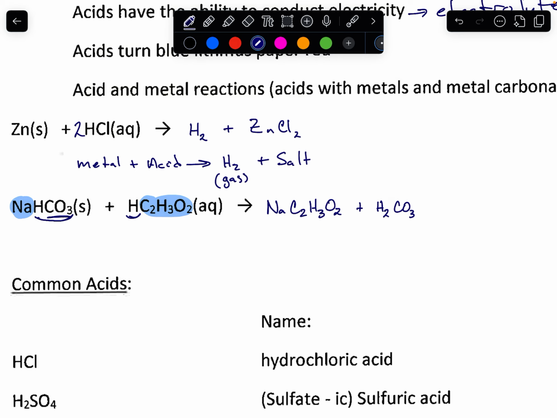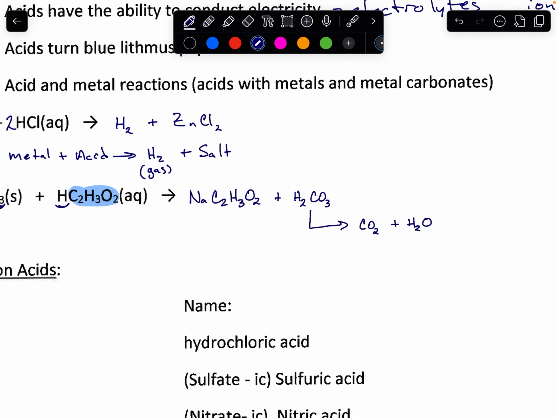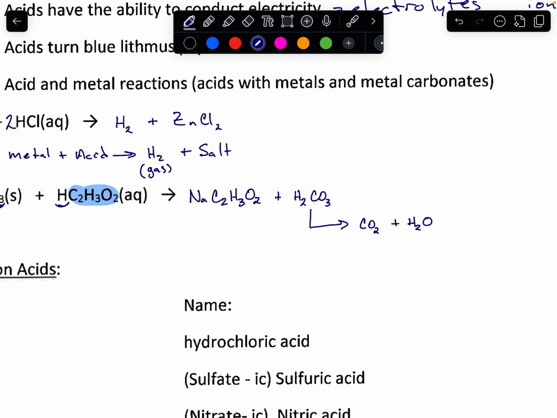That's a double replacement reaction. But the issue here is that carbonic acid is not very stable, so this carbonic acid is going to undergo another reaction. It's going to decompose into carbon dioxide, and what's left? 2 hydrogens and an oxygen, so we're going to get water. That carbonic acid doesn't last for very long. Pretty much as soon as it forms, it decomposes.